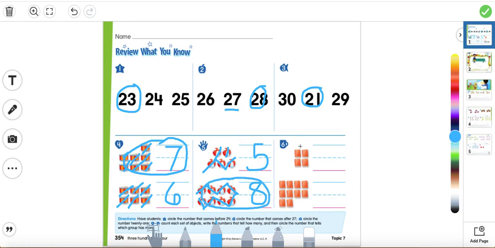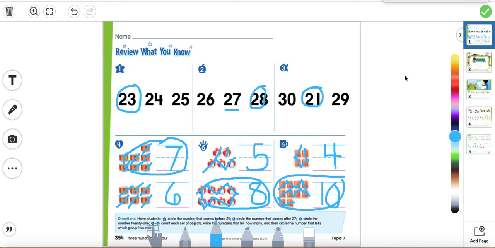Let's look at number 6. 1, 2, 3, 4. Let's look at the bottom picture. 1, 2, 3, 4, 5, 6, 7, 8, 9, 10. From those two, which one has more? The 10. So we're going to go ahead and circle it.